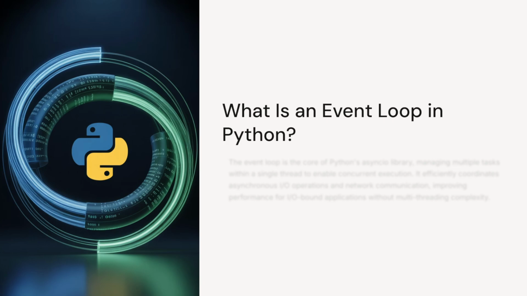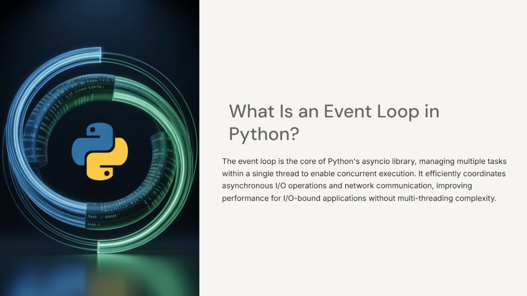In this video, we are going to look at an event loop in Python. What exactly is an event loop? The event loop is a core of Python's asyncio library, managing multiple tasks within a single thread to enable concurrent execution. It efficiently coordinates asynchronous I/O operations and network communication, improving performance for input-output bound applications without multi-threading complexity.